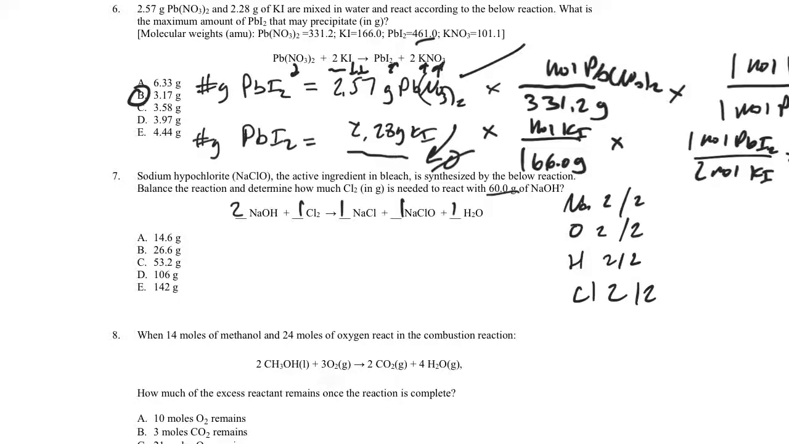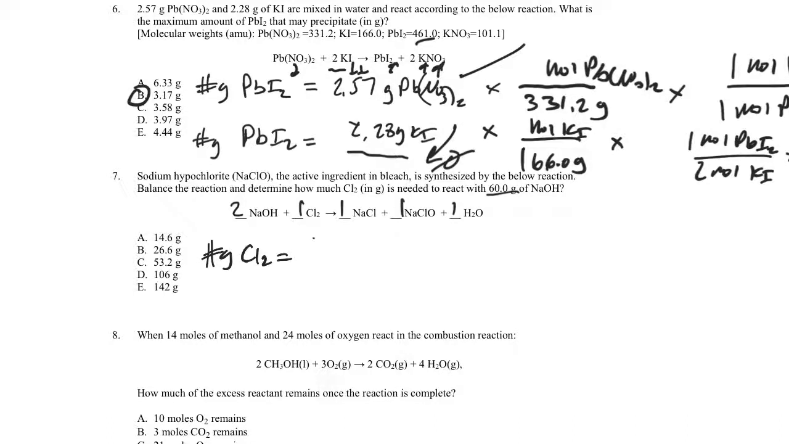You don't necessarily have to write those in. So the question is asking for the number of grams of chlorine, that's what we're looking for, to react with 60.0 grams of NaOH.